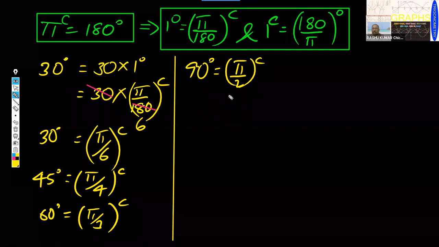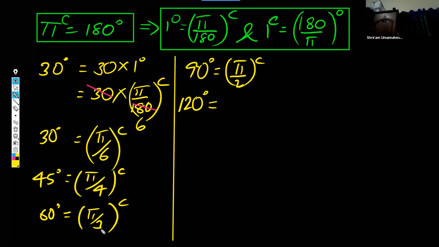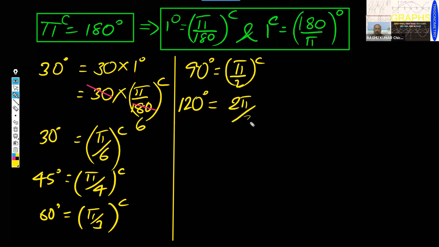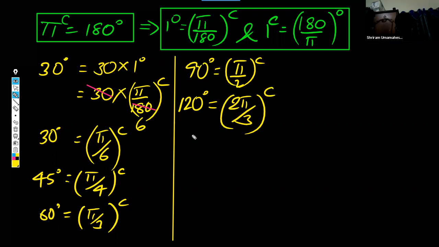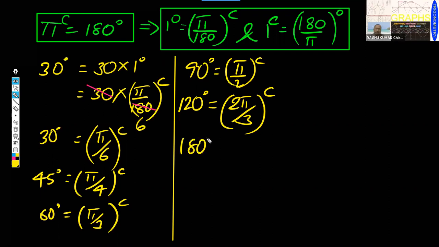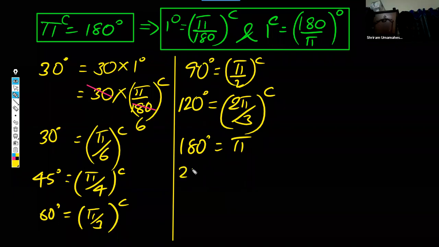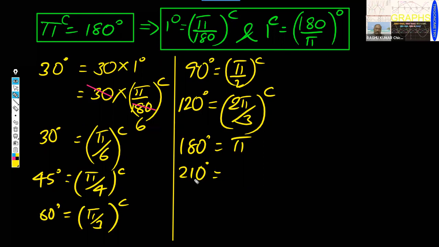Similarly, if you want to convert 120 degrees, Sriram, 120 degrees is nothing but double of this, you know? Double of this, simply 2 pi by 3 radians. Okay, so on, you can write like that. And 180 degrees, obviously pi. I need not tell you that. Similarly, if you want 210 degrees, it is 7 times 30 degrees, which obviously becomes 7 pi by 6 radians.